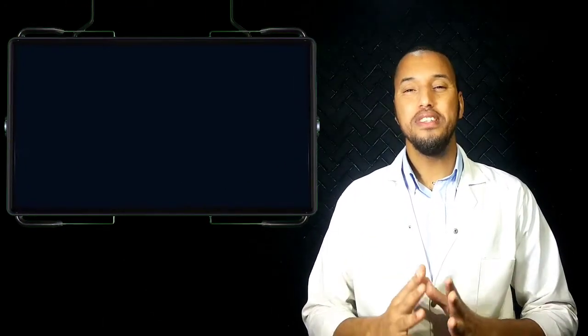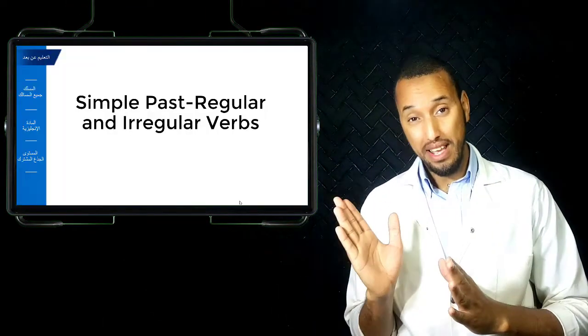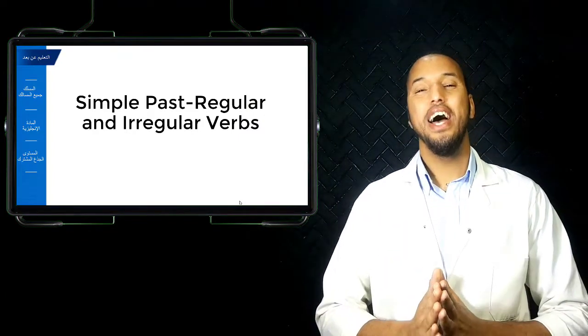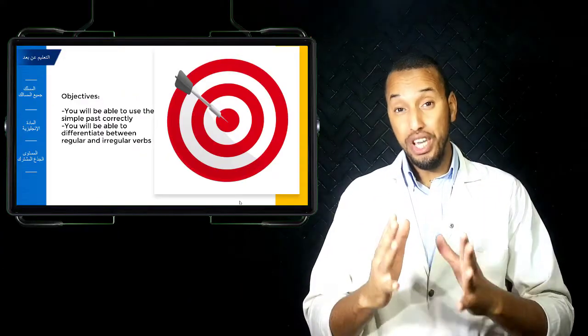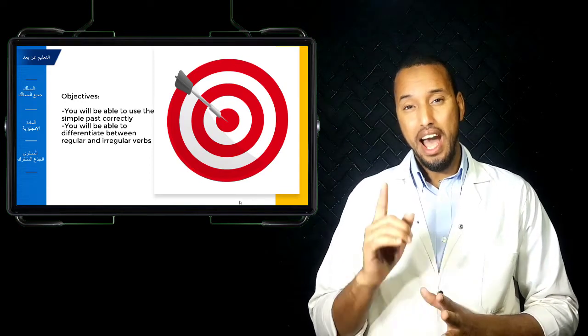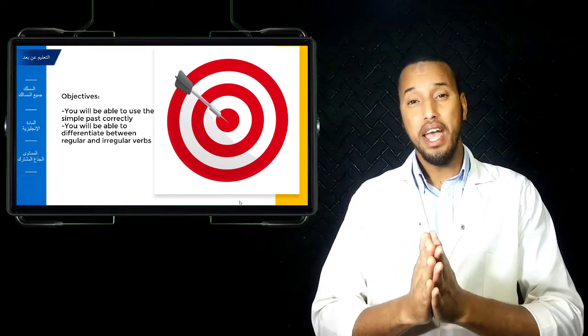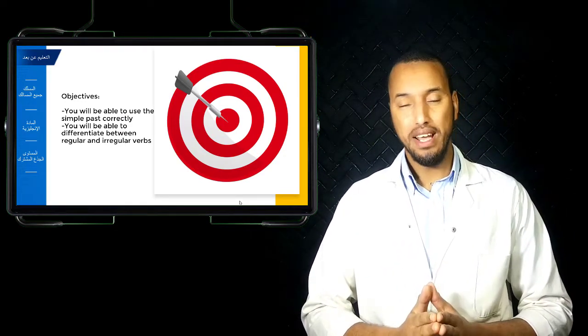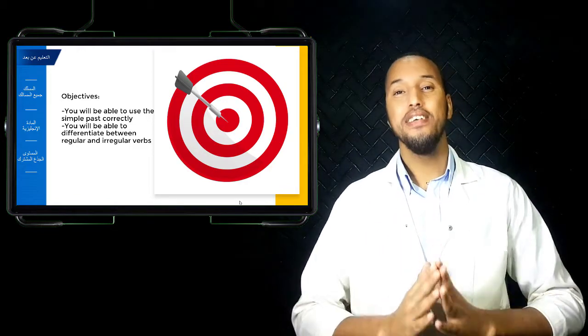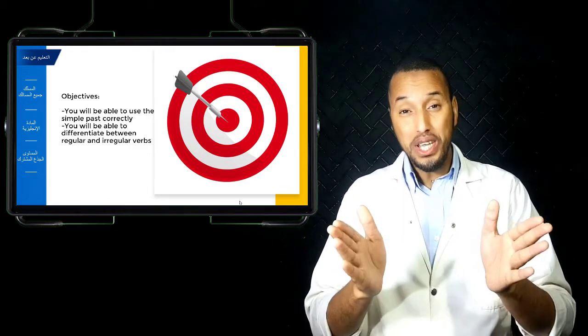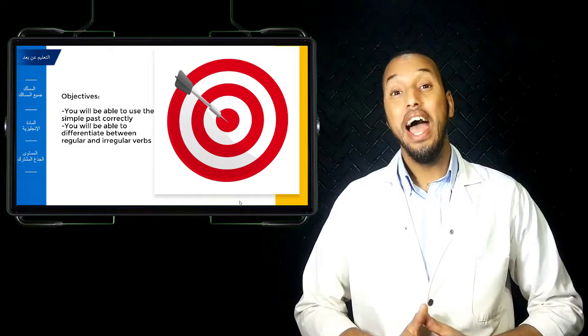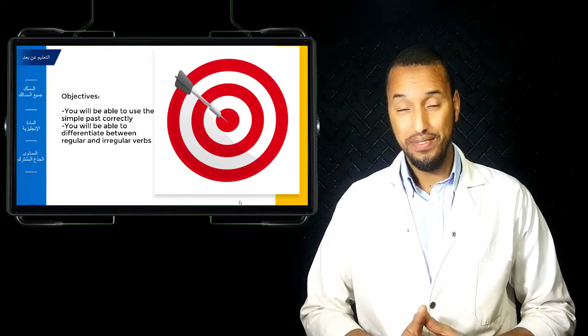Today we're going to deal with the simple past, regular and irregular verbs. The objectives of this lesson: after this lesson, you will be able to use the simple past correctly and you will be able to differentiate between regular and irregular verbs.